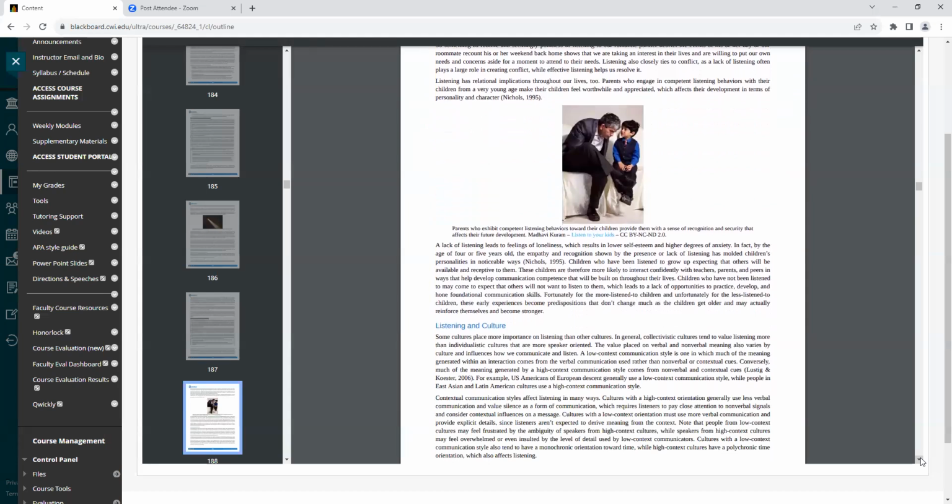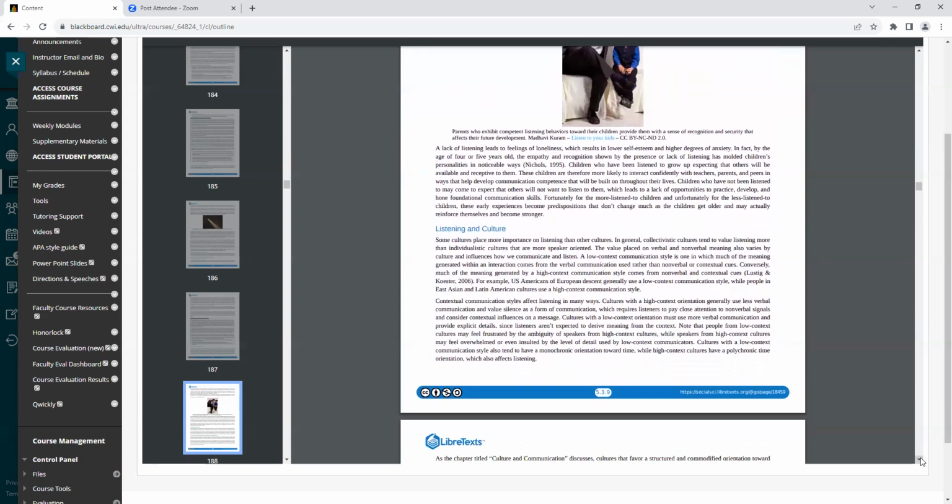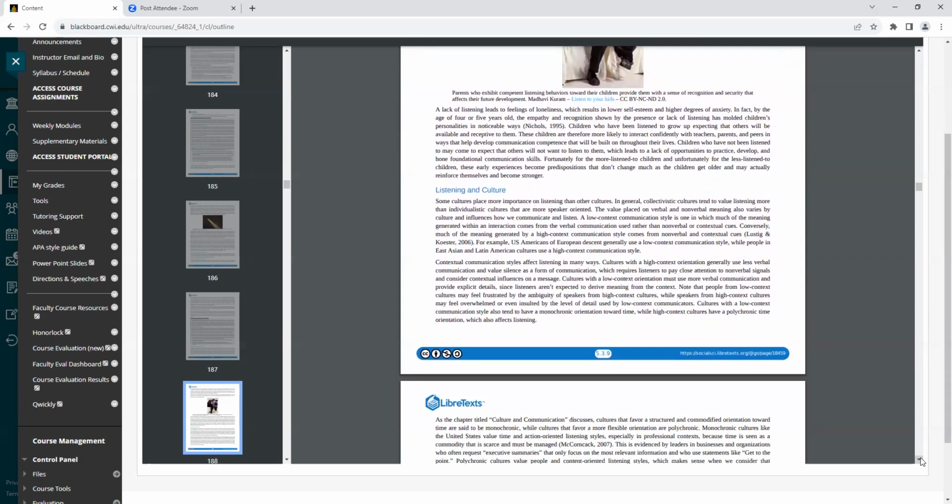Listening has relational implications throughout our lives, too. Parents who engage in competent listening behaviors with their children from a very young age make their children feel worthwhile and appreciated, which affects their development in terms of personality and character. A lack of listening leads to feelings of loneliness, which results in lower self-esteem and higher degrees of anxiety. In fact, by the age of 4 or 5 years old, the empathy and recognition shown by the presence or lack of listening has molded children's personalities in noticeable ways.